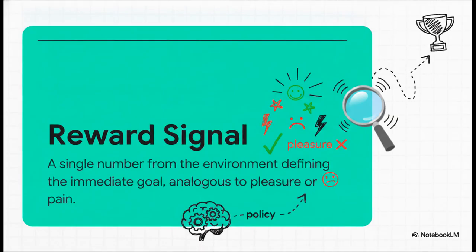Next is the reward signal. And this is a single number sent by the environment at every single time step, defining the immediate goal. You can really think of this as being the machine equivalent of pleasure or pain. The reward signal bluntly tells the agent, hey, what you just did is immediately good or bad. So the absolutely crucial point here is that altering the policy to maximize this total signal over the long run, that's the agent's one and only objective.